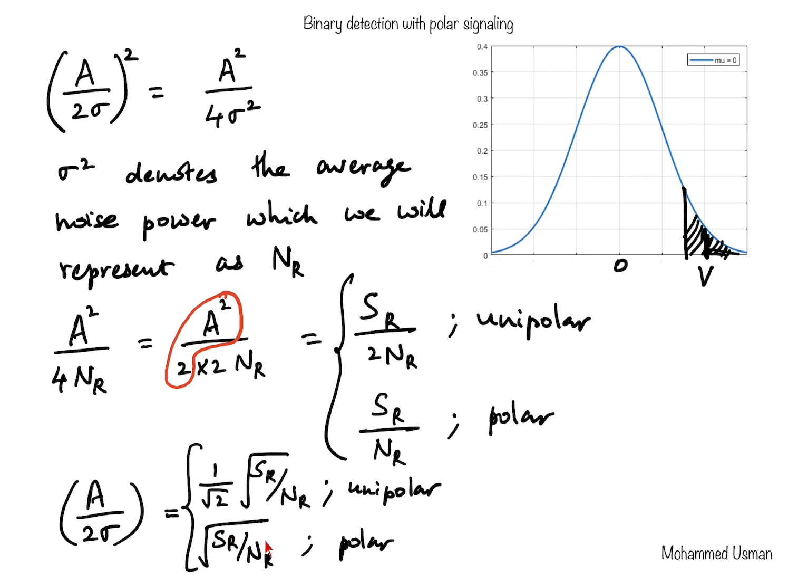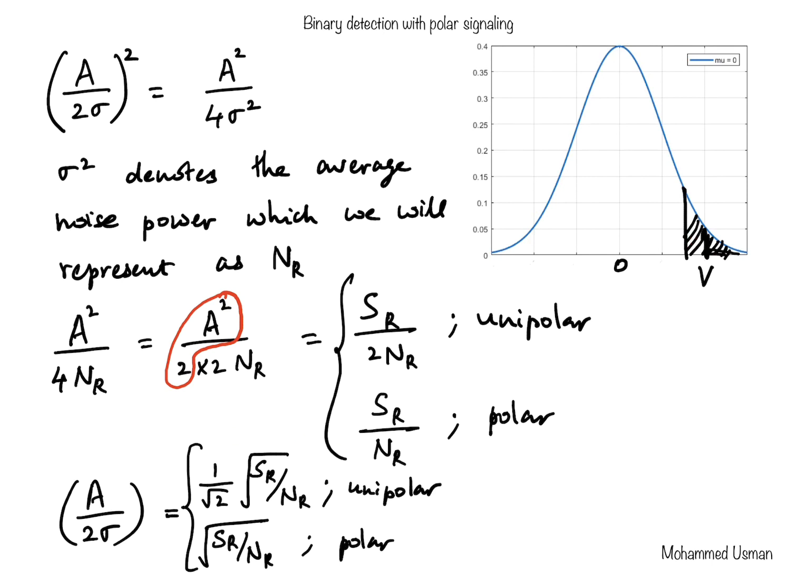In the case of polar, we have this SR, this term a by 2 sigma, which is further to the right. So this area is actually smaller compared to the unipolar case, where this threshold is smaller by a factor of root 2. So the threshold is smaller to the left by a factor of root 2. That means it is giving us a bigger area here, which constitutes the error probability.